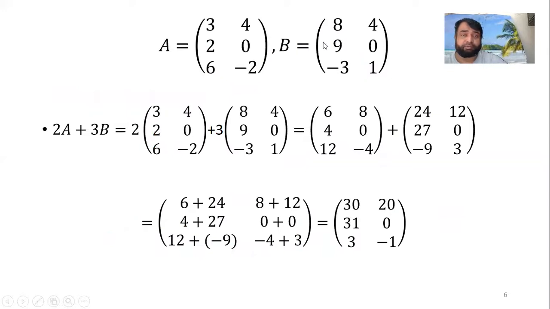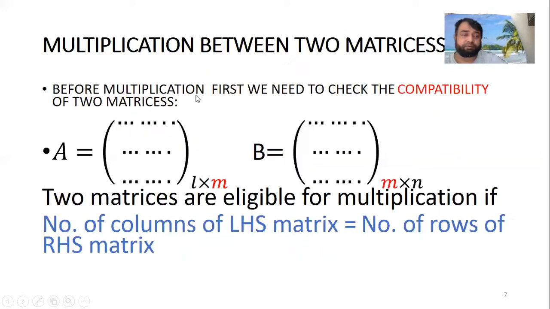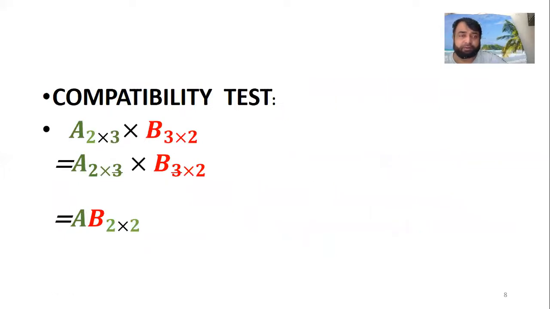Let's see the matrices A and B that we used for addition and subtraction. No, sorry, I'm using a different example here. Say A is a matrix of order 2 by 3 and B is a matrix of order 3 by 2. If we want to multiply A and B, what will happen? The column number of the first matrix is 3 and the row number of the second matrix B is also 3. So they are cancelled out, and what remains is these two and these two.